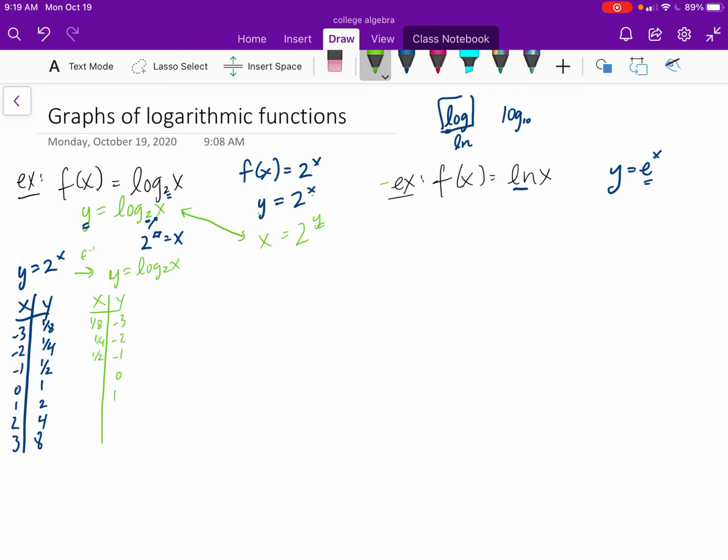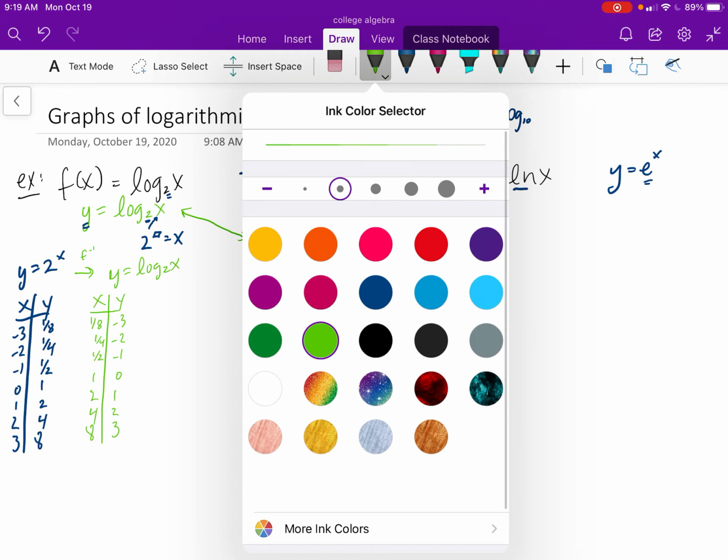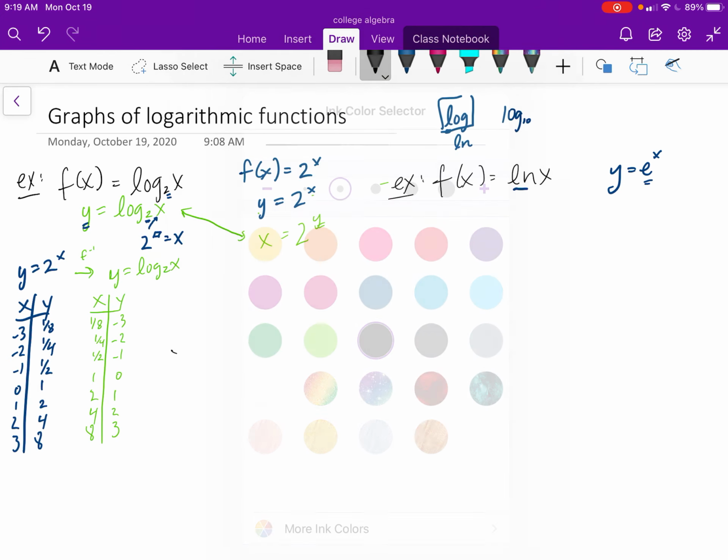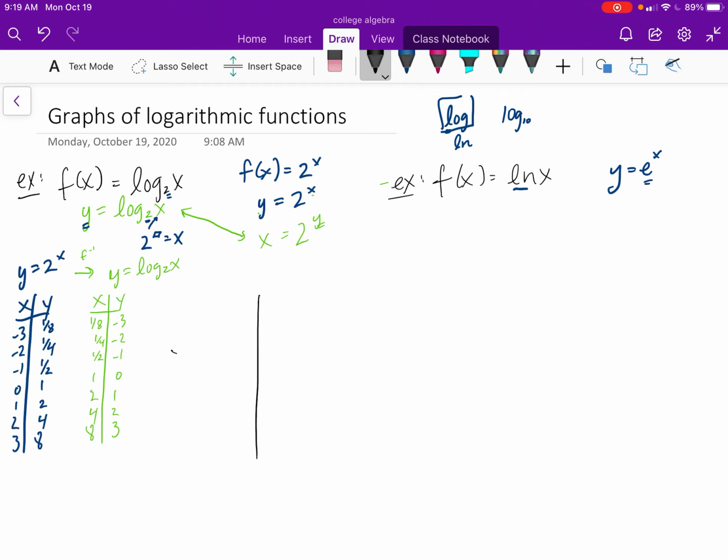Let's just quickly write these. Okay, 1, 2, 4, 8. There we go. So in a graph, I'm going to go ahead and center it this time.